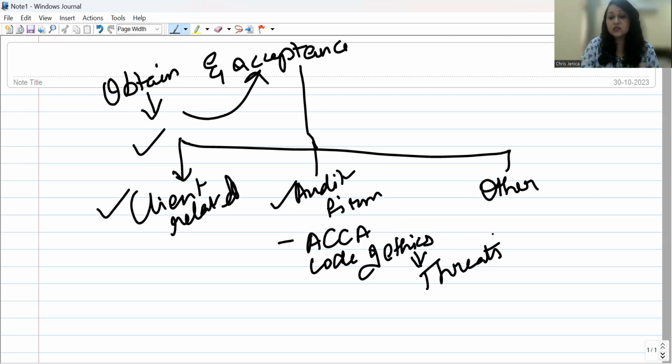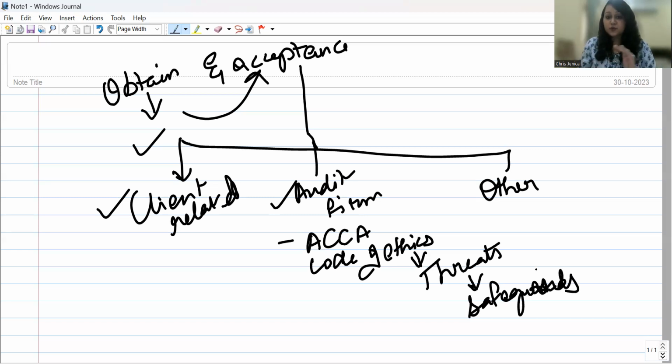Just because a threat could arise doesn't mean I cannot take up the audit engagement at all. If that's the case, no one will be able to carry out any audit. There could be threats that arise even after you have accepted. Also, there are possibilities that these threats could arise during the process of the audit engagement. But you need to know how to safeguard against this and follow the code of ethics. So you need to plan for the safeguards. The safeguards have to be in place. So this is the first thing that you have to look at.